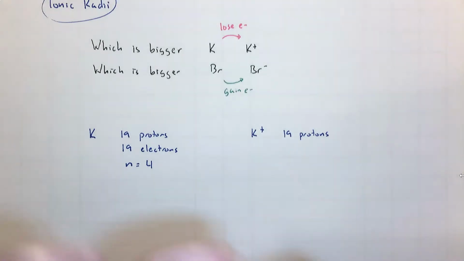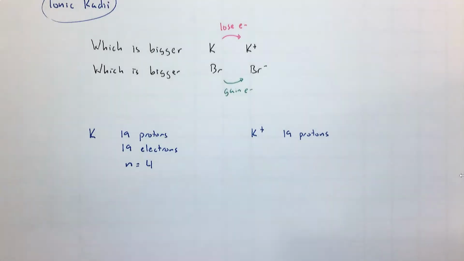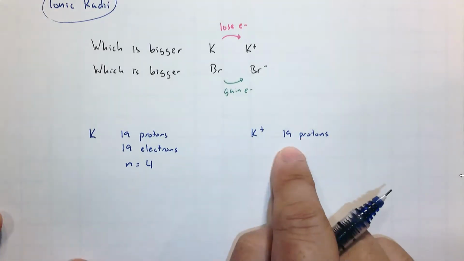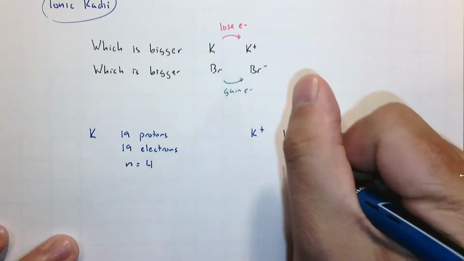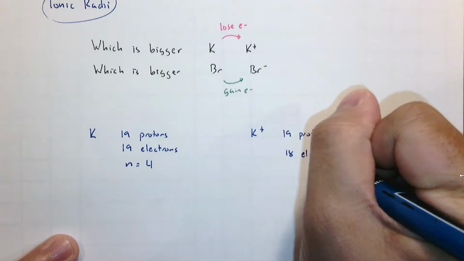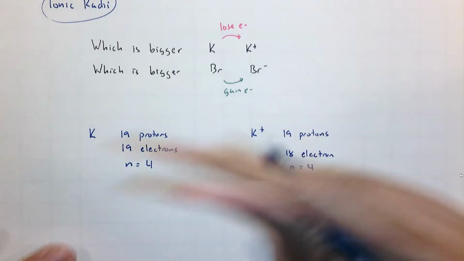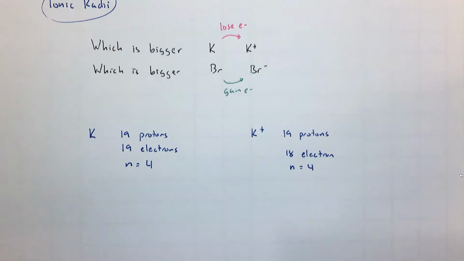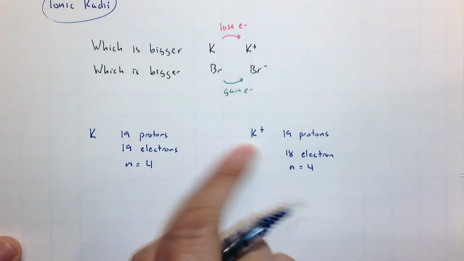Let's not worry about figuring out the effective nuclear charge. The nuclear charge, ignoring all the other electrons, is plus 19. But I lost an electron, so 18 electrons, and I'm still within the same shell, the same general size. But I want to know, do we get a little bit smaller or do we get a little bit bigger?